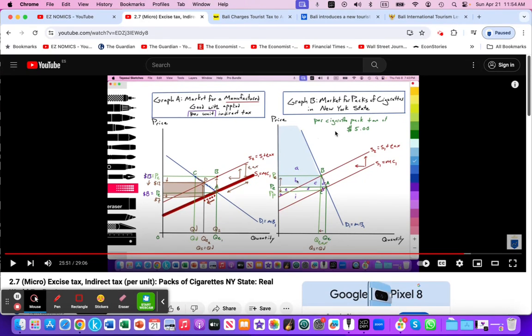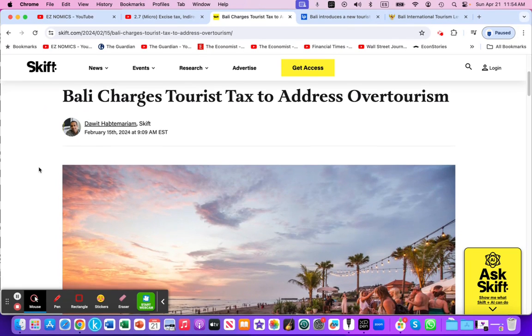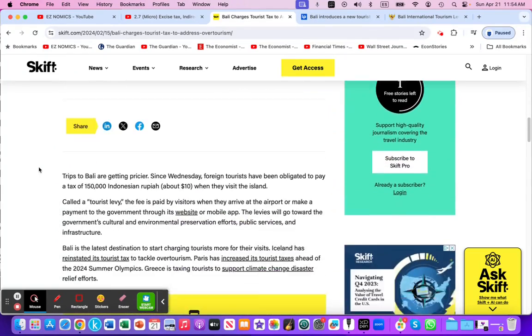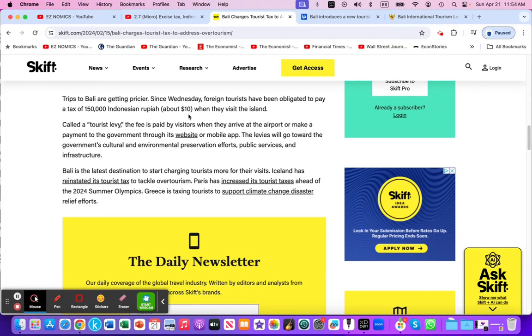The real-world example, which is recent, is coming from Bali, which is charging a tourist tax to address over-tourism as a form of negative consumption. This is coming from Shift, which is a tourism industry online magazine. And in this article, it highlights that the tax is fixed at $10 per tourist.